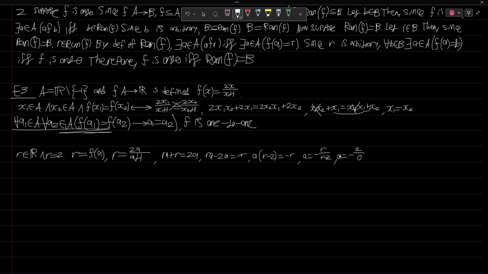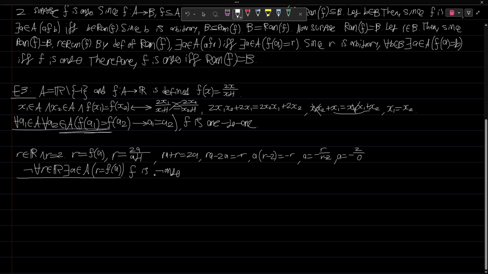There does not exist an a in this set A that satisfies this equation. In other words, there exists an r in the real numbers, r equals 2, that is not the image of some element of A under f. So this means that f is not onto.